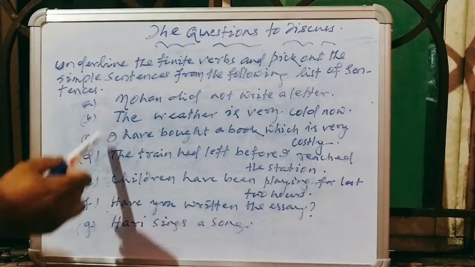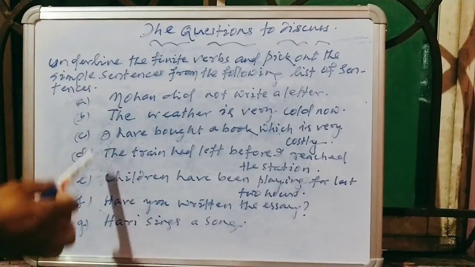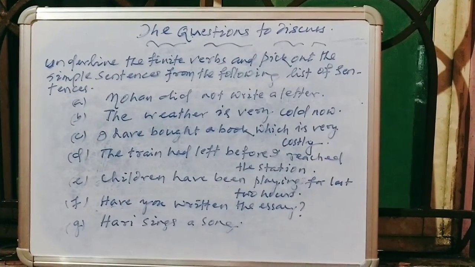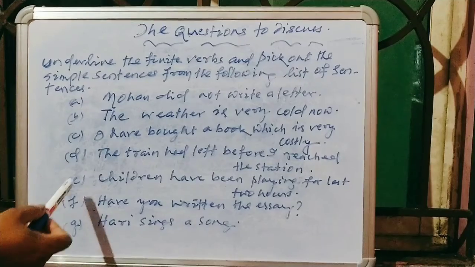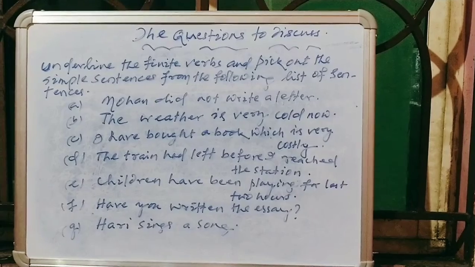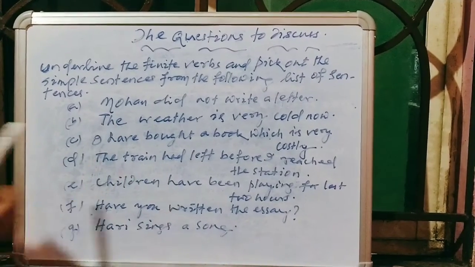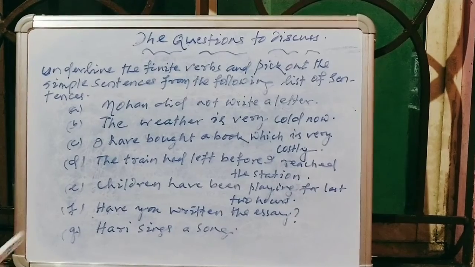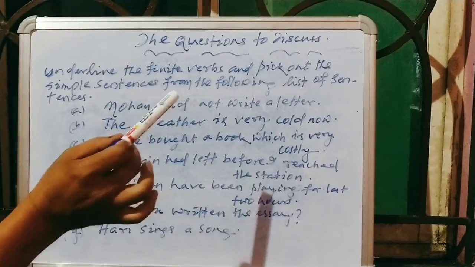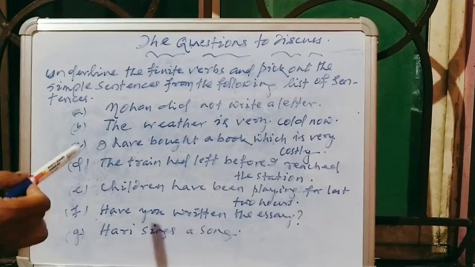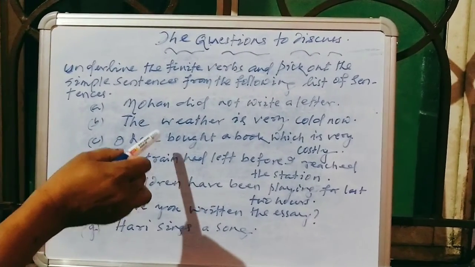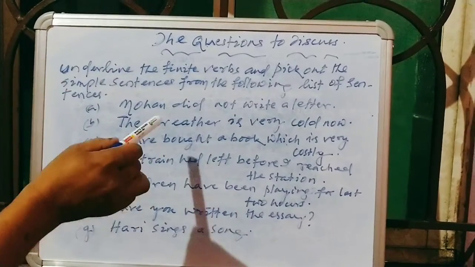I have almost 7 sentences in my list, and some of the sentences are simple sentences. We have to pick them out, and at the same time we have to identify the finite verbs. As I have already discussed with you all, a finite verb is the verb that shows the tense.